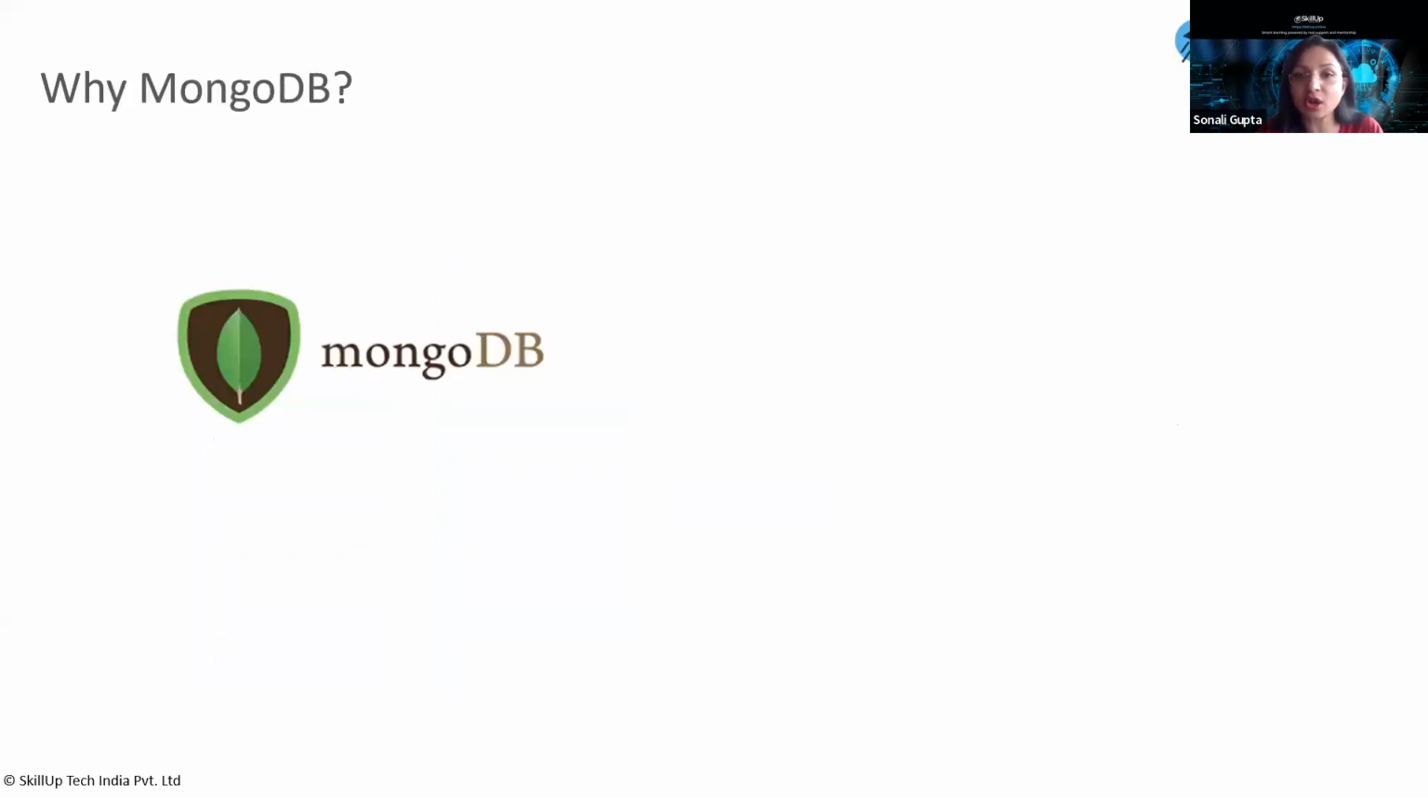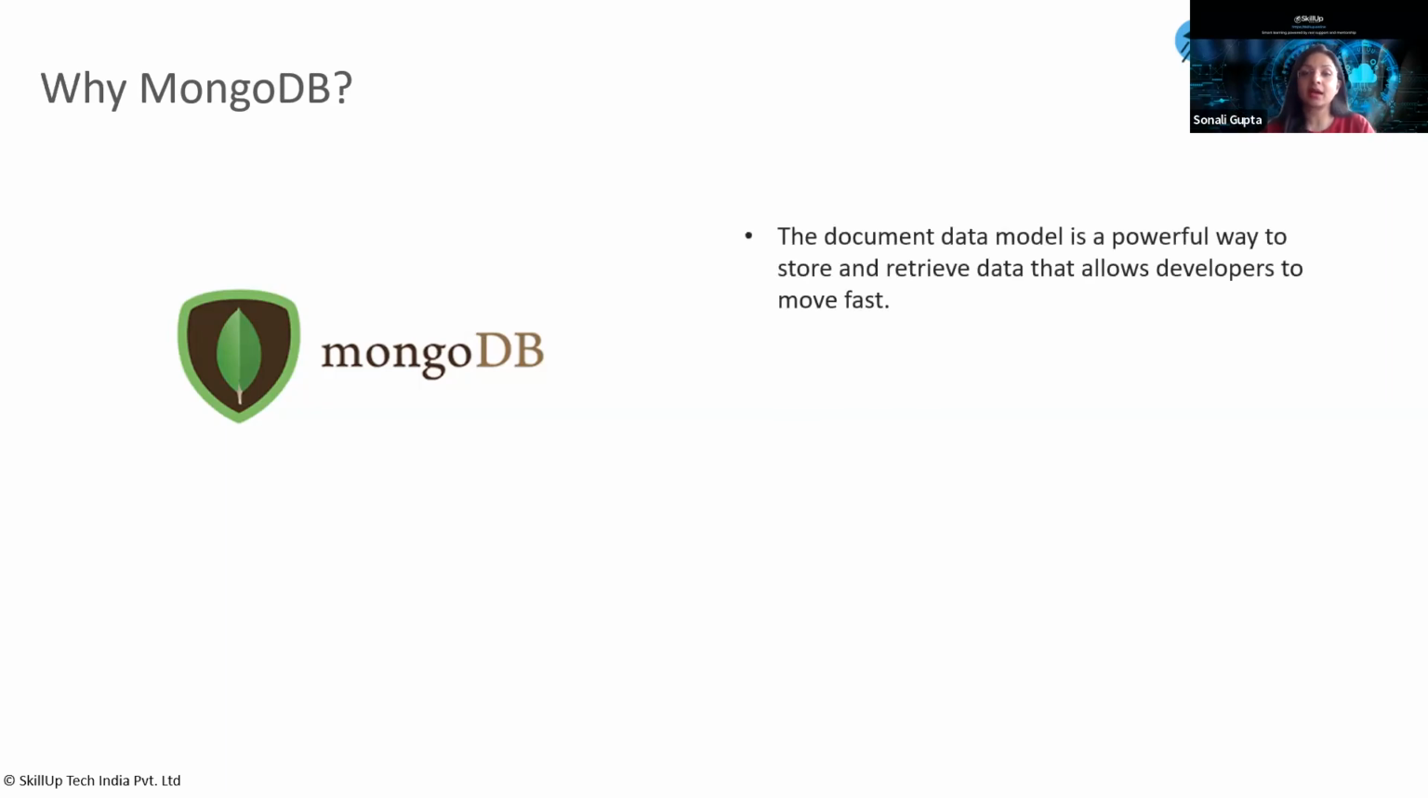Okay, so let's talk a little bit about MongoDB. That gives you a fair idea of what MongoDB is, and it will also help you while you take your assessments with us. So MongoDB is basically a document data model. As we already know, it's a NoSQL database, so it is in the form of a document, and it is a powerful way to store and retrieve data that allows developers to move fast.